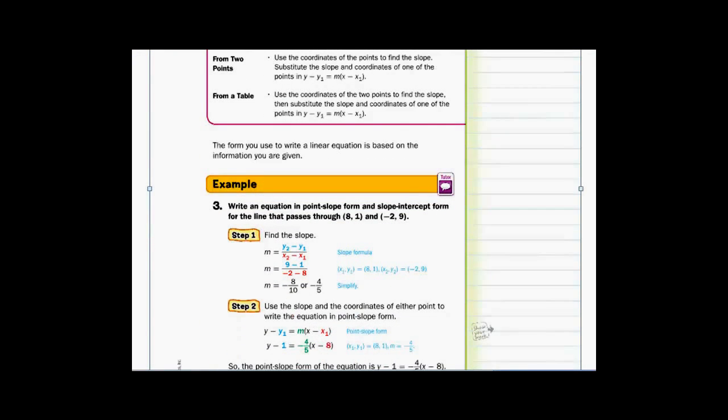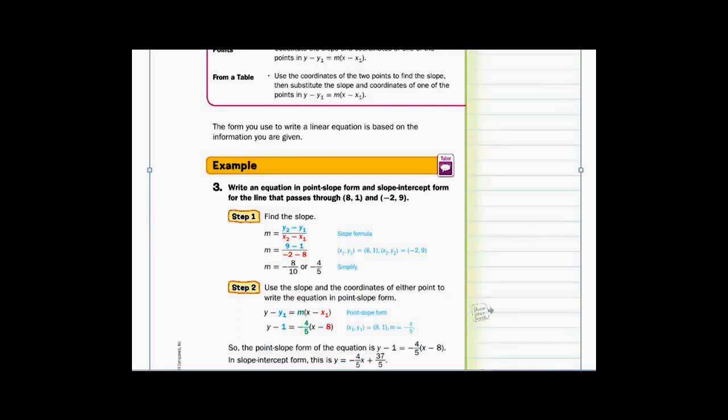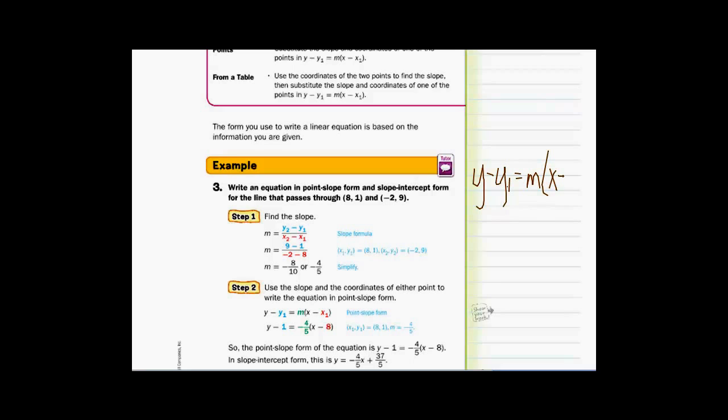So let's look here at example 3. It says, write an equation in point slope form. So also it's very important for you to pay attention to what it's asking you for. If it says point slope form, you need to know, which I know this is new today, but you need to learn it. That's supposed to be a 1. y minus y1 equals m times x minus x1. Make sure you are learning those.